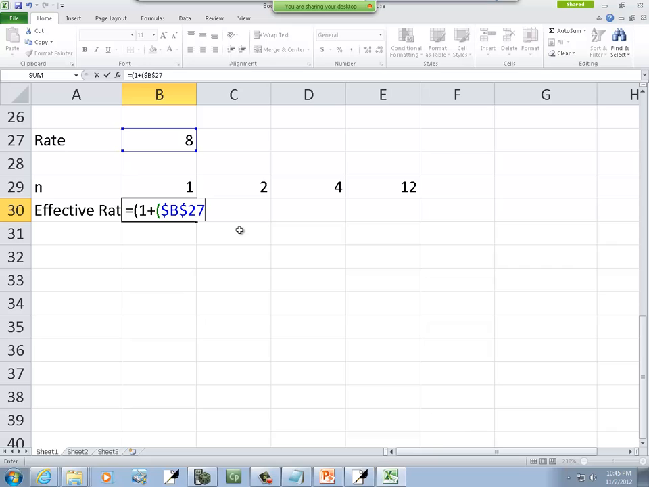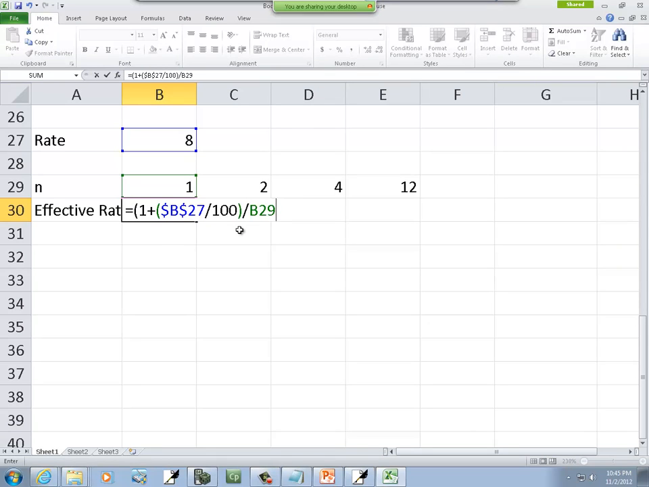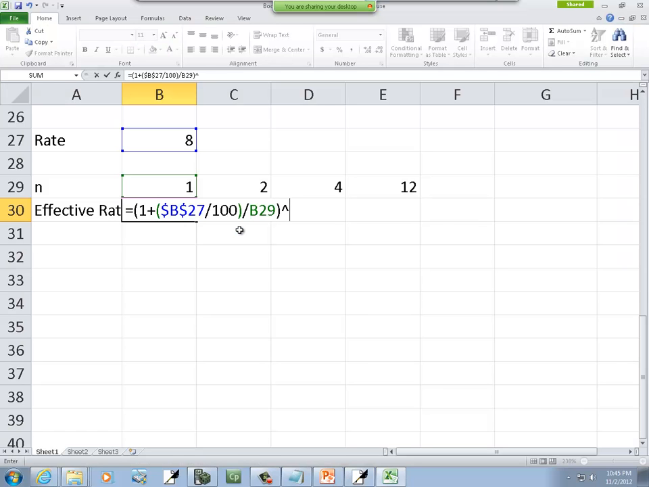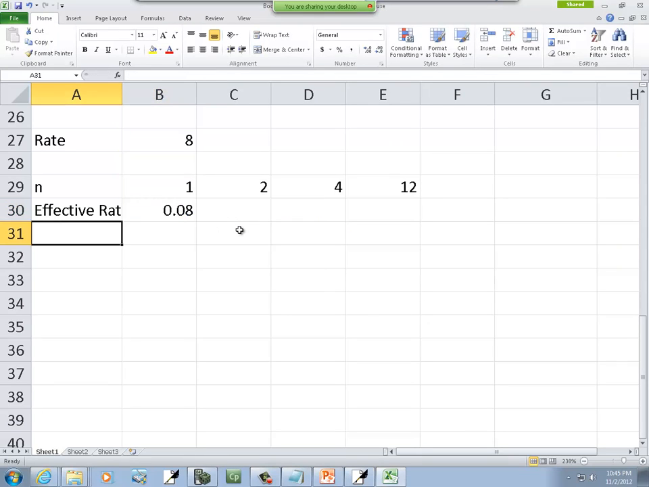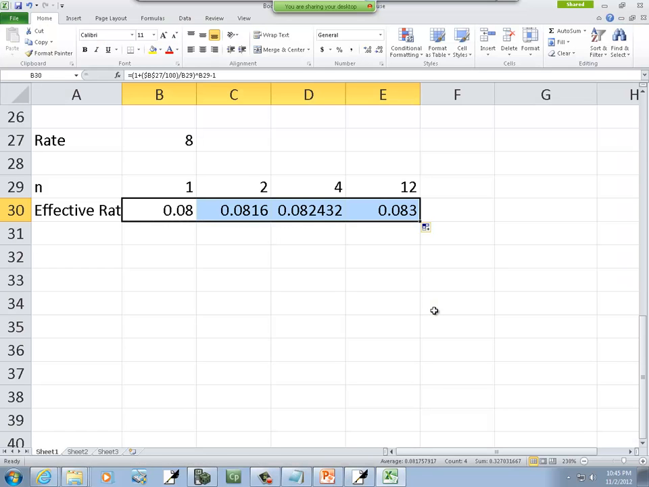And it puts a little box around it, so it's pretty obvious whether you got it right or not. Divide by 100, change it to decimal form. And then divide by N. N is in B29. And we don't want the absolute referencing on that because we're going to fill it over. And then close parenthesis, caret, B29, so we're raising it to the N power, minus 1. Now I'll come over here, click on that cell, put my mouse in the lower right hand corner till it becomes a plus. Click and hold down my left mouse button and fill over. And that'll give me my other answers in Excel.